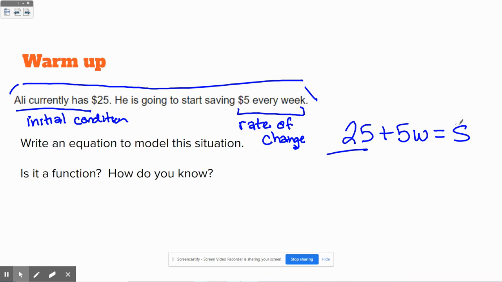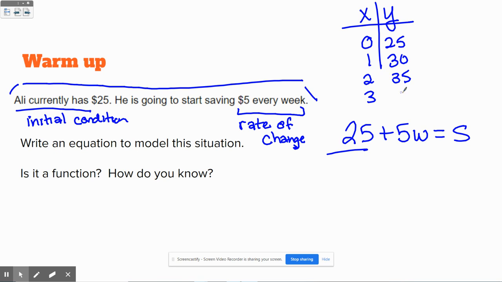And S is usually a bad variable to use because it kind of looks like a 5, but I picked it anyway. Some of you might have said something like this. You might have made a T table. You say, okay, so there's 0 weeks, he already has $25. And after 1 week, he's going to have 30. And after 2 weeks, he's going to have 35.